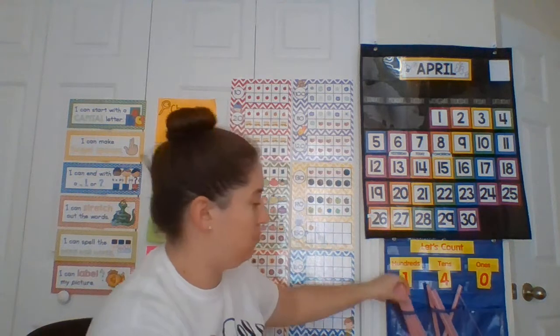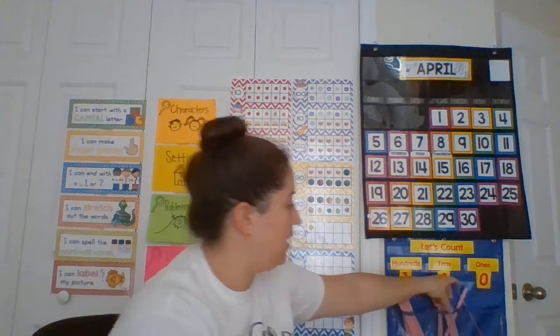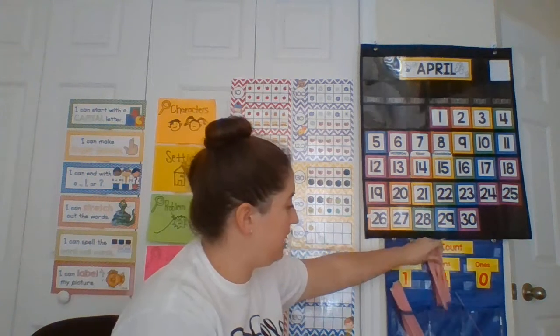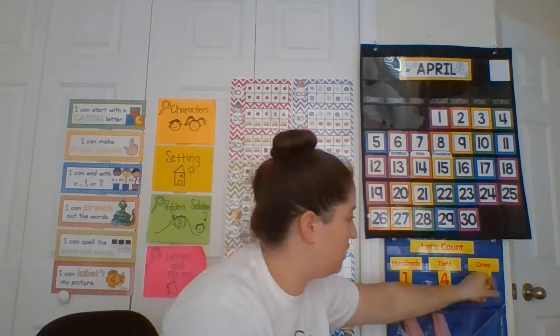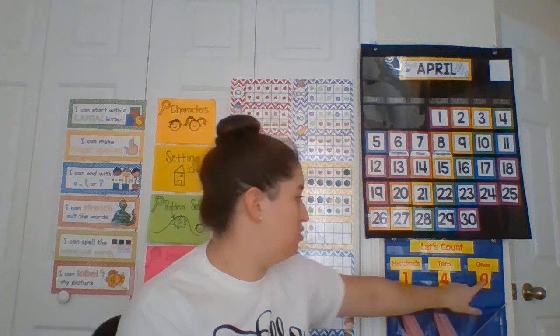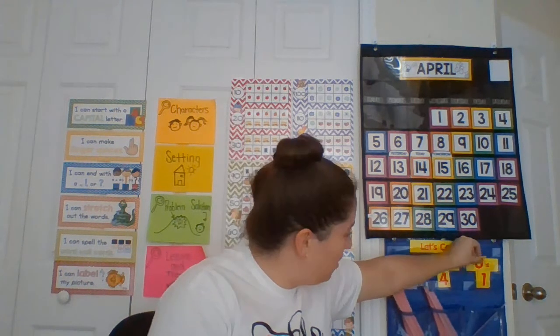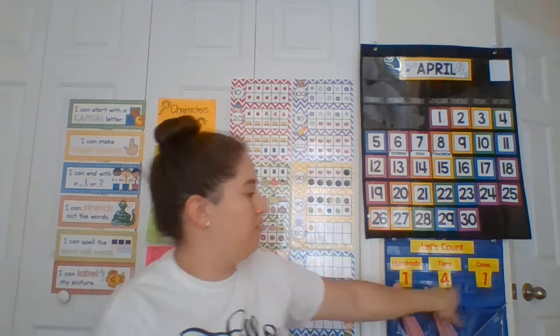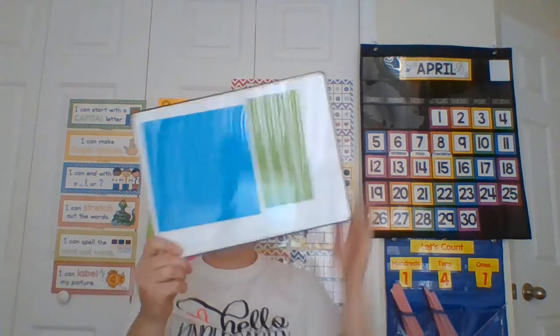And remember, we have one group of 100. We have 4 groups of 10. And we just added one straw over here in the ones area. So what number should this be? Very good. It should be 1. Here we go. 141. Moving on to our base 10 blocks.